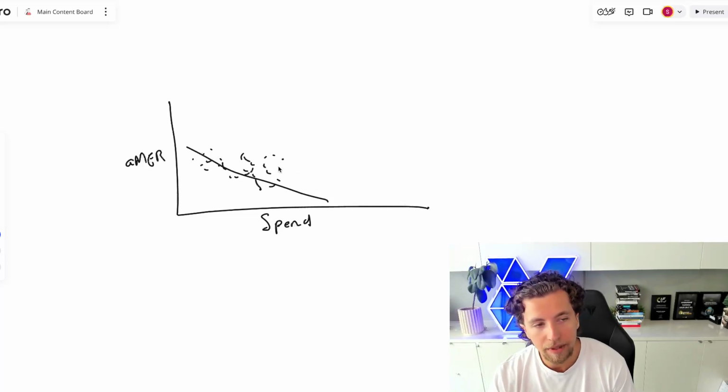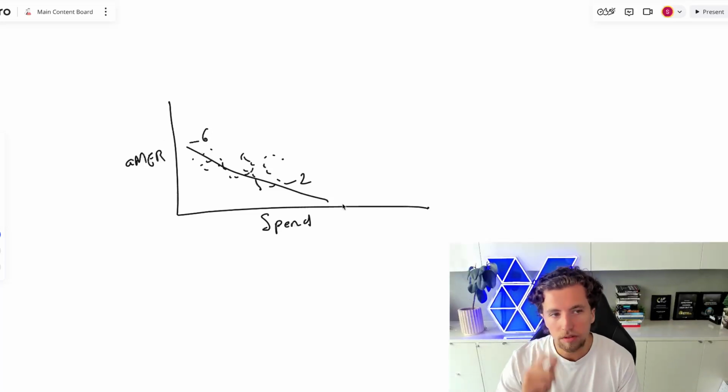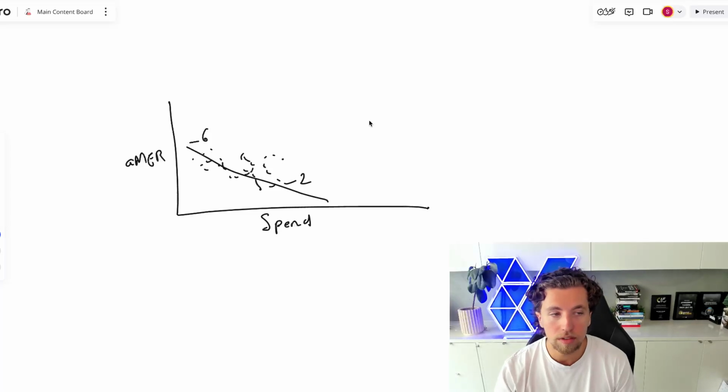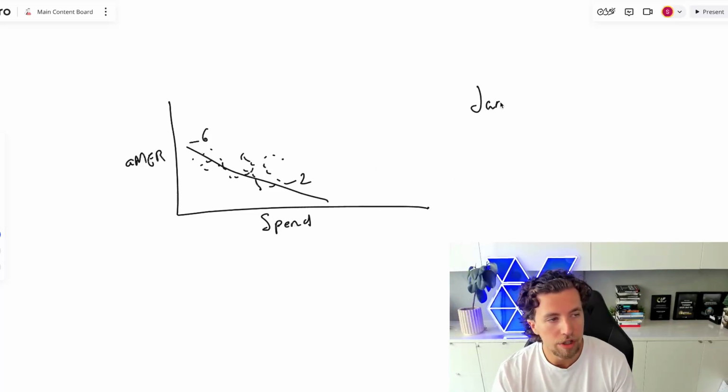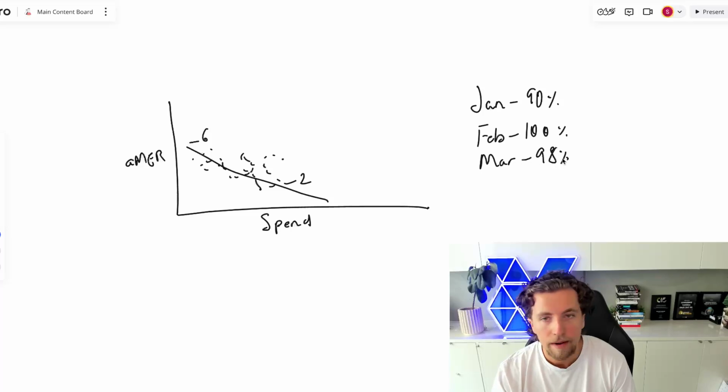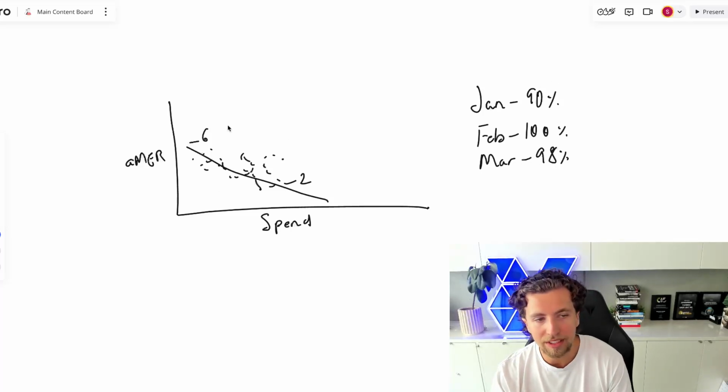And so on days up here where you spent this amount, you averaged an acquisition MER of 2. Up here, you averaged an acquisition MER of 6. Then we can start to use this to infer future months once we layer in seasonality adjustments. For example, we know that Jan generally performs at 90%. We know that Feb performs at the average of 100%. We know that March dips slightly and performs at 98%. And so we can start to layer these adjustments into this forecasting as well.